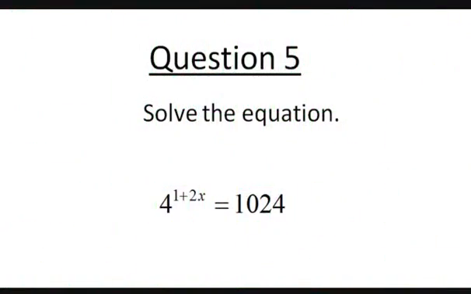Question 5, solve the exponential equation. The equation is 4 raised to the 1 plus 2x is equal to 1024. Okay, solution for equation number 5. Let me copy the equation. The equation is 4 raised to the 1 plus 2x is equal to 1024.